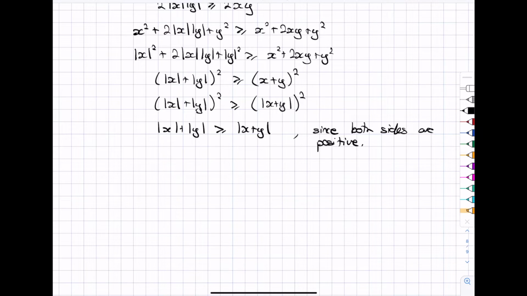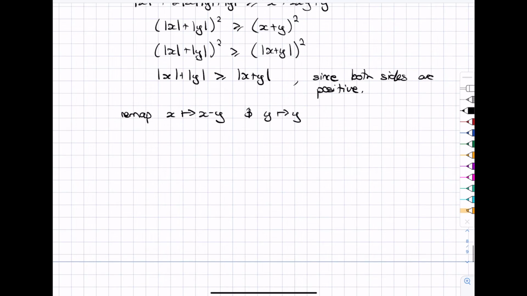So the first time, we're going to remap x to the variable x minus y, and y is just going to stay as y. So we're not really remapping y, it's just staying as it is, but I'll write it there anyway. So really what I'm doing is I'm going to replace x with x minus y. And that's okay because x just had to be a real number and x minus y is a real number. So this triangle inequality should hold between the two real numbers x minus y and y. So let's go ahead and do that remapping.